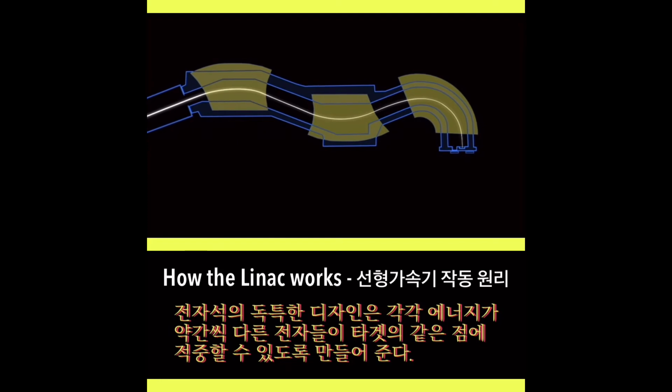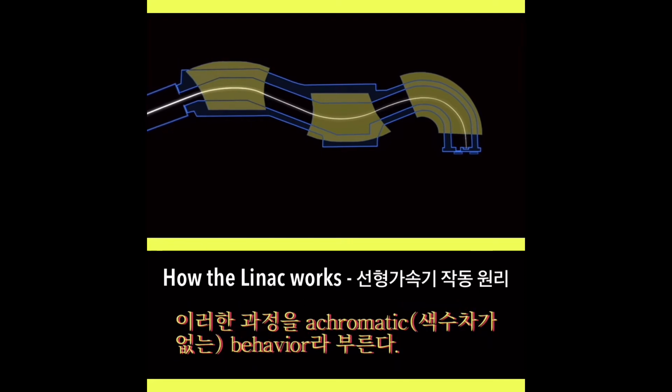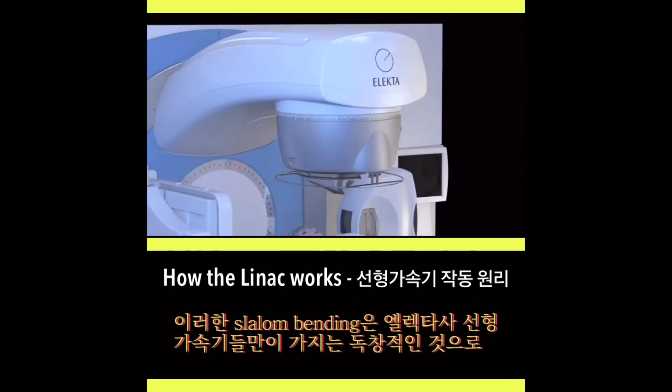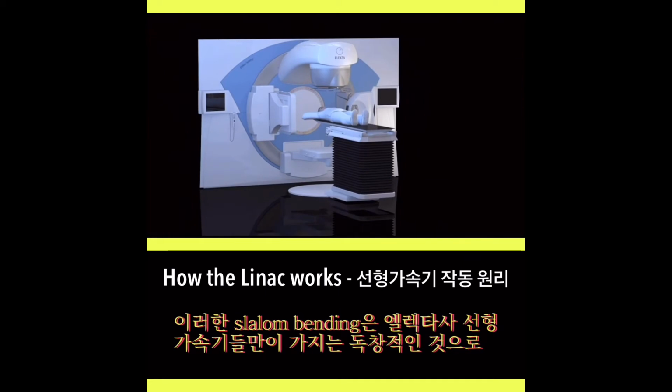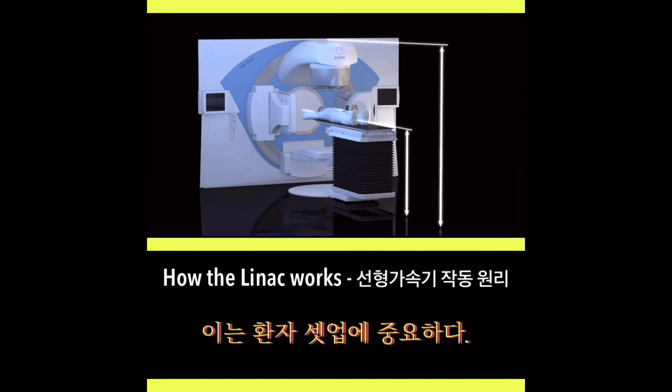The design of the magnets enables them to focus electrons of slightly different energies onto the same point on the target. This is called achromatic behavior. This slalom bending is unique to linear accelerators. It helps to minimize the size of the machine and ensures that its isocenter remains low, which is important for patient setup.